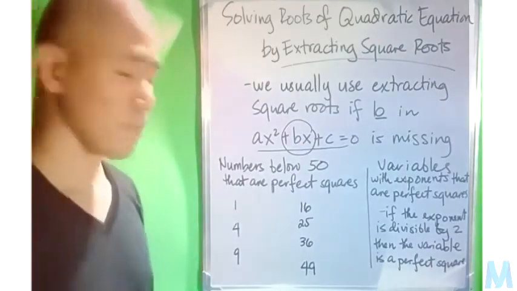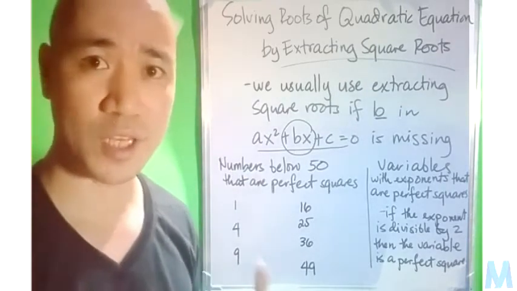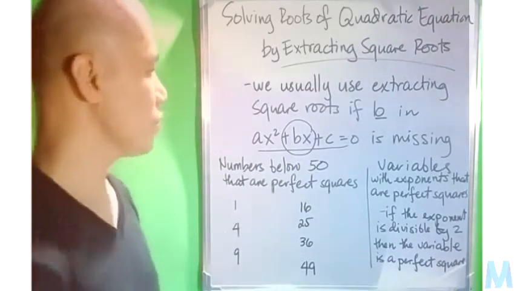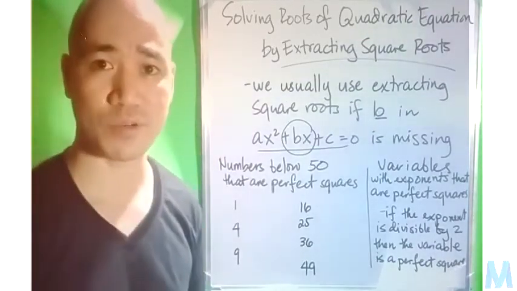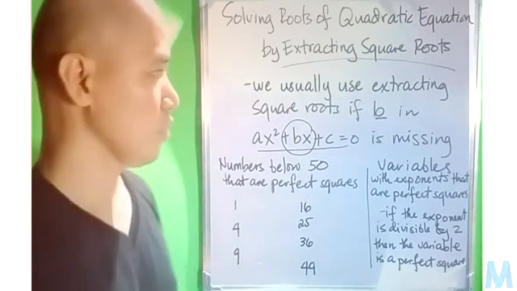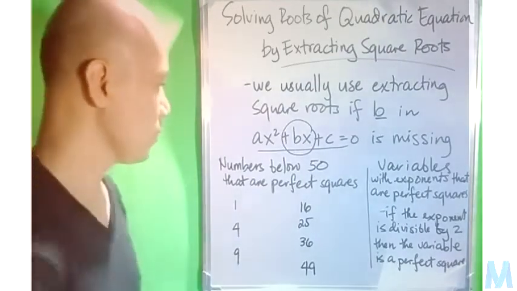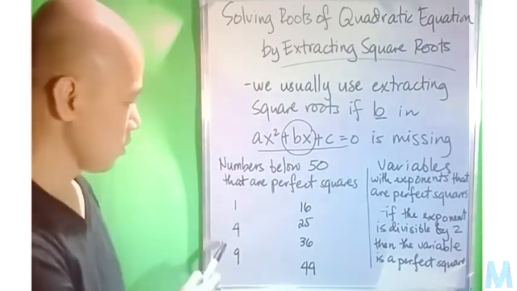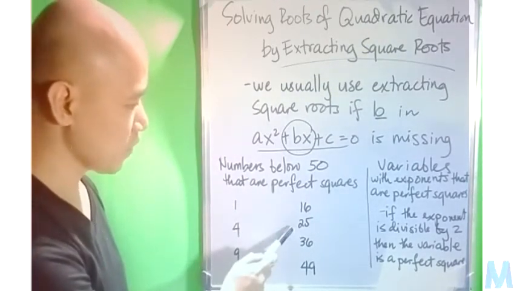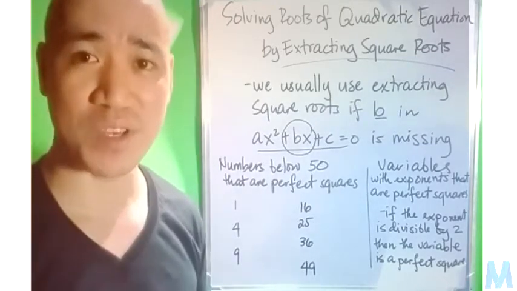Okay? So, para mas maintindihan natin ang extracting square roots, i-recall natin kung ano ang mga numbers that are perfect squares. So I have here numbers below 50 that are perfect squares and also variables. Paano natin makilala ang mga variables with exponents that are perfect squares? Okay, so sa numbers na below 50, we have here 1, 4, 9, 16, 25, 36, and 49. So ang tawag nila, perfect squares.